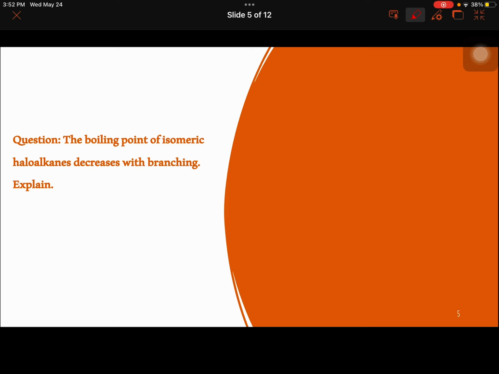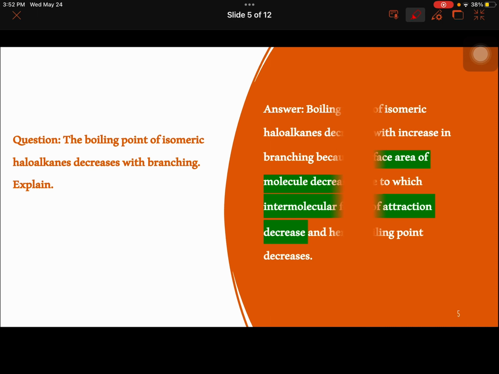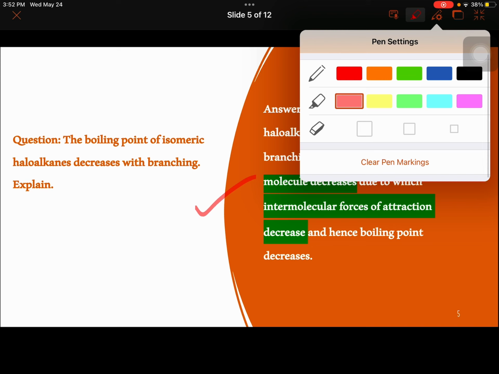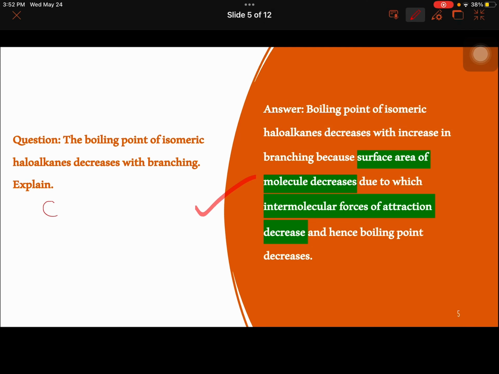Okay, the next question: the boiling point of isomeric haloalkanes decreases with branching. Explain. Again the same thing. When branching takes place, the surface area of the molecule decreases. For example, if I take a straight chain of 5 carbons, I'm talking about n-pentane, you can complete the structure by putting hydrogens here.